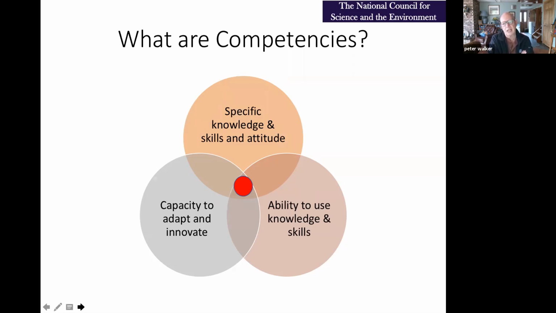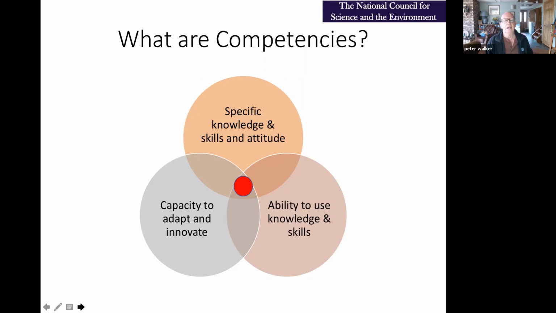Secondly, going on to that, the ability to apply the knowledge and skills. So you not only know it, but you know how to use that in a situation to solve problems. In other words, you're moving from being just an academic to essentially being a service-providing professional.